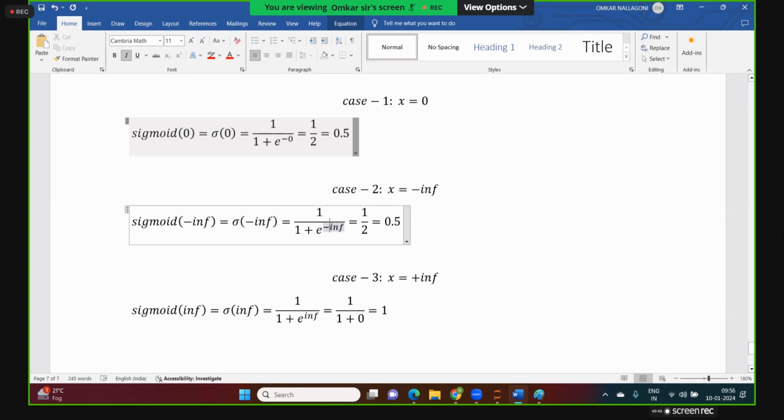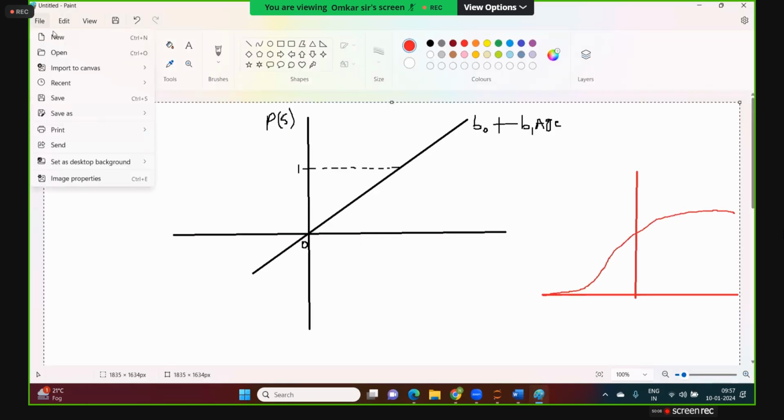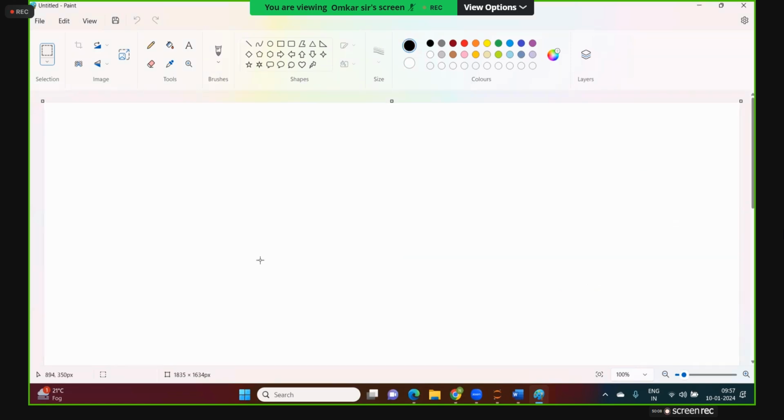Minus infinity, this is plus. And this is minus. e power minus infinity, e power plus infinity. So when x is equal to infinity, you will get sigmoid equal to 0. With that, you see here, it will come like this, slowly touch this point, and go to here and settle like this.